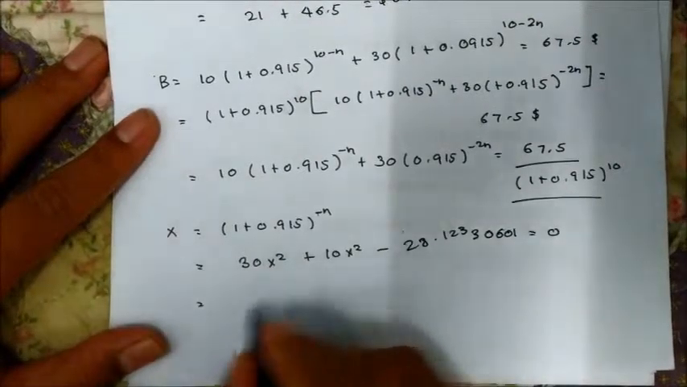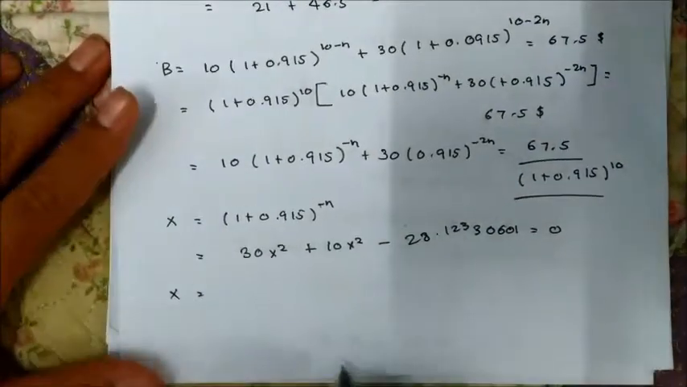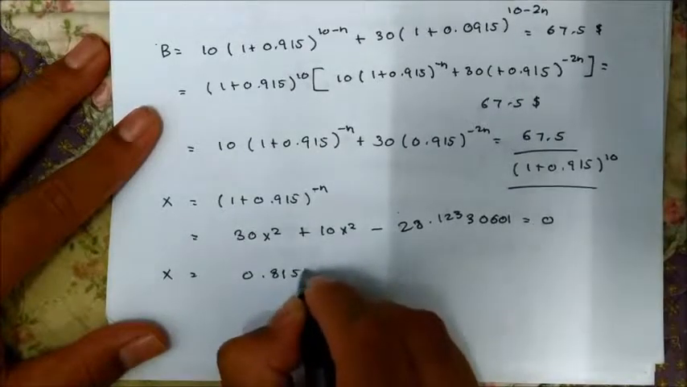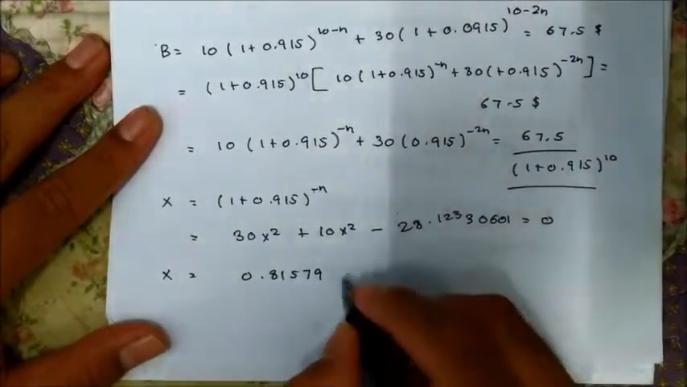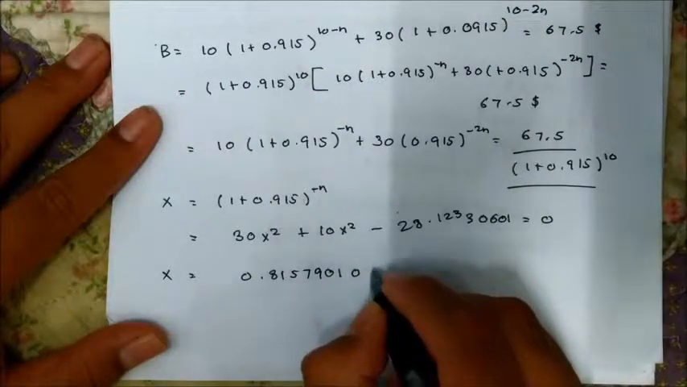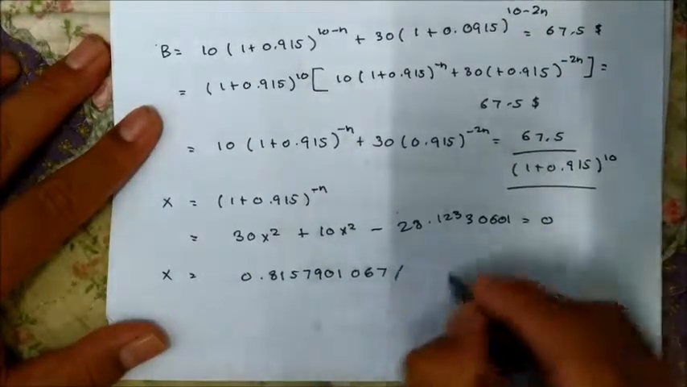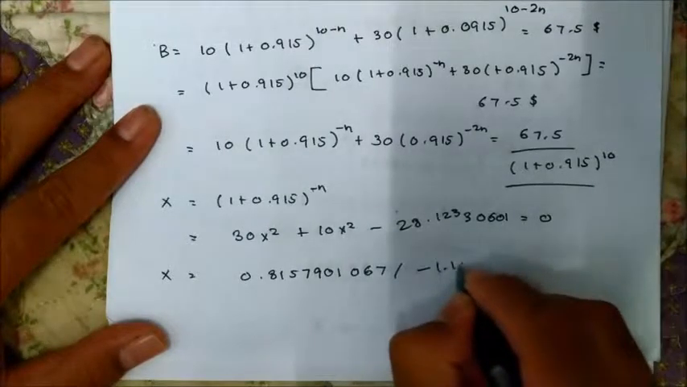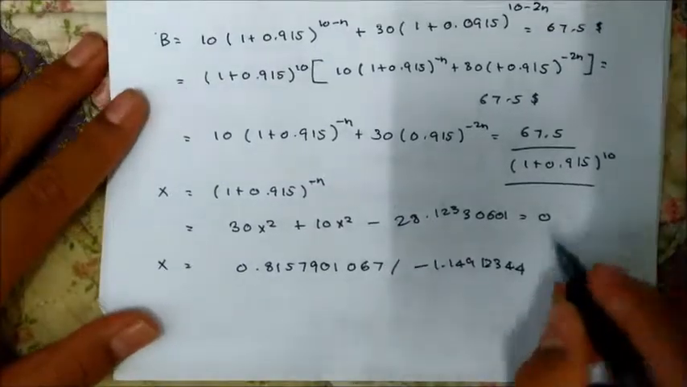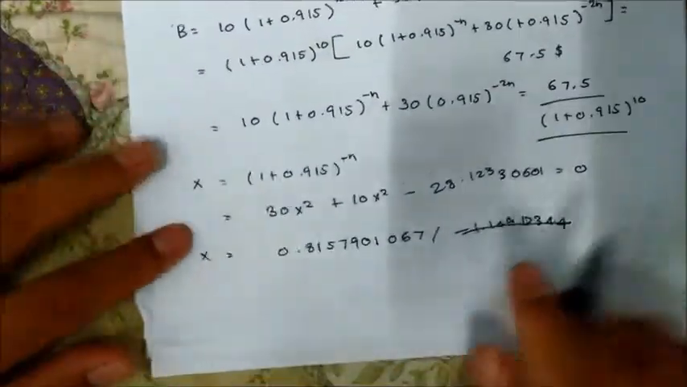Therefore, using quadratic, we will obtain x equals 0.8157901067, or negative 1.149, and as usual we will reject the negative value.